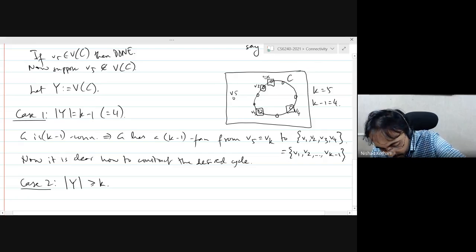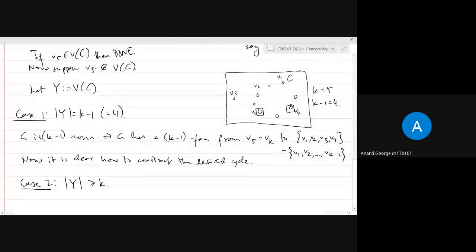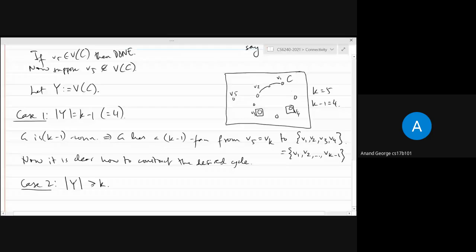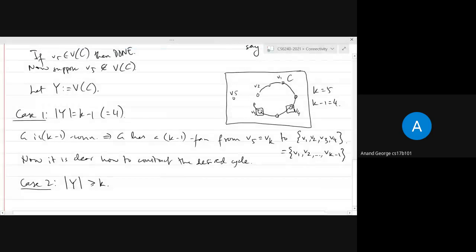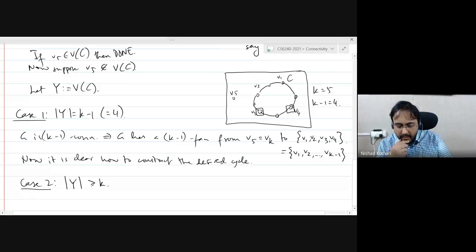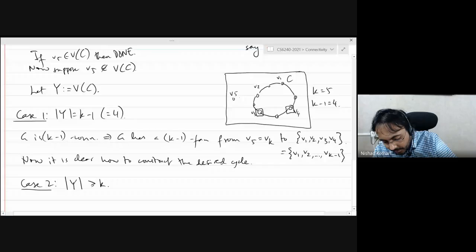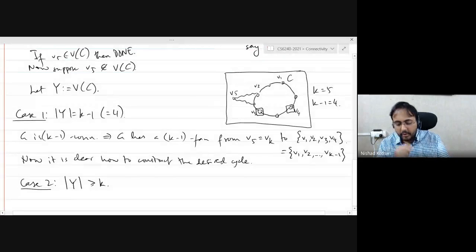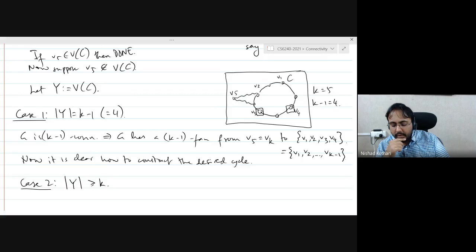Actually, let me make it a bit more complex. Let me put vertices between all of them. So let's say this is V1. V5 need not be connected to any of the V1 to V4 vertices. It might be connected to some other vertices in the cycle. Right. Okay. But let's supposing I have V5 going to two of these vertices. This will be good, right?